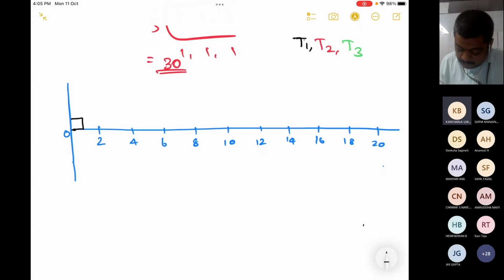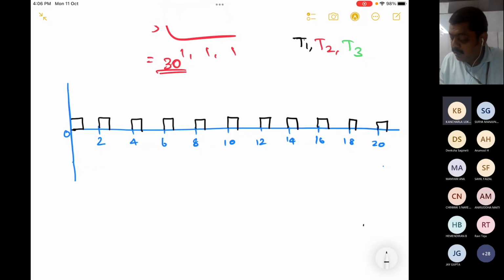So T1 releases at 0.5, 2.5, 4.5, 6.5, 8.5, 10.5, 12.5, 14.5, 16.5, 18.5, 20.5, and like that, 22, 24, 26, 28, 30. Up to 30, it will be running every 2 time units, and the task will execute, because the execution time is 0.5 only. So generally it is 0.5, 2.5, 4.5, 6.5. Okay, so that's the way it gets executed.